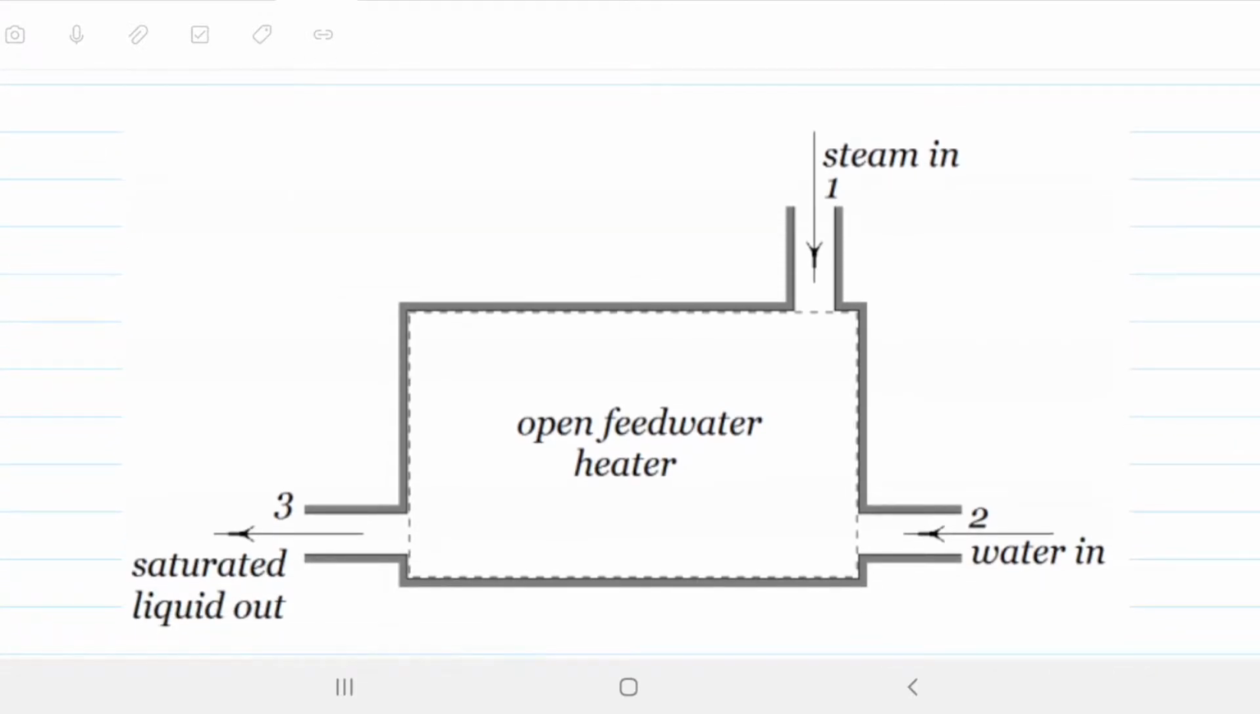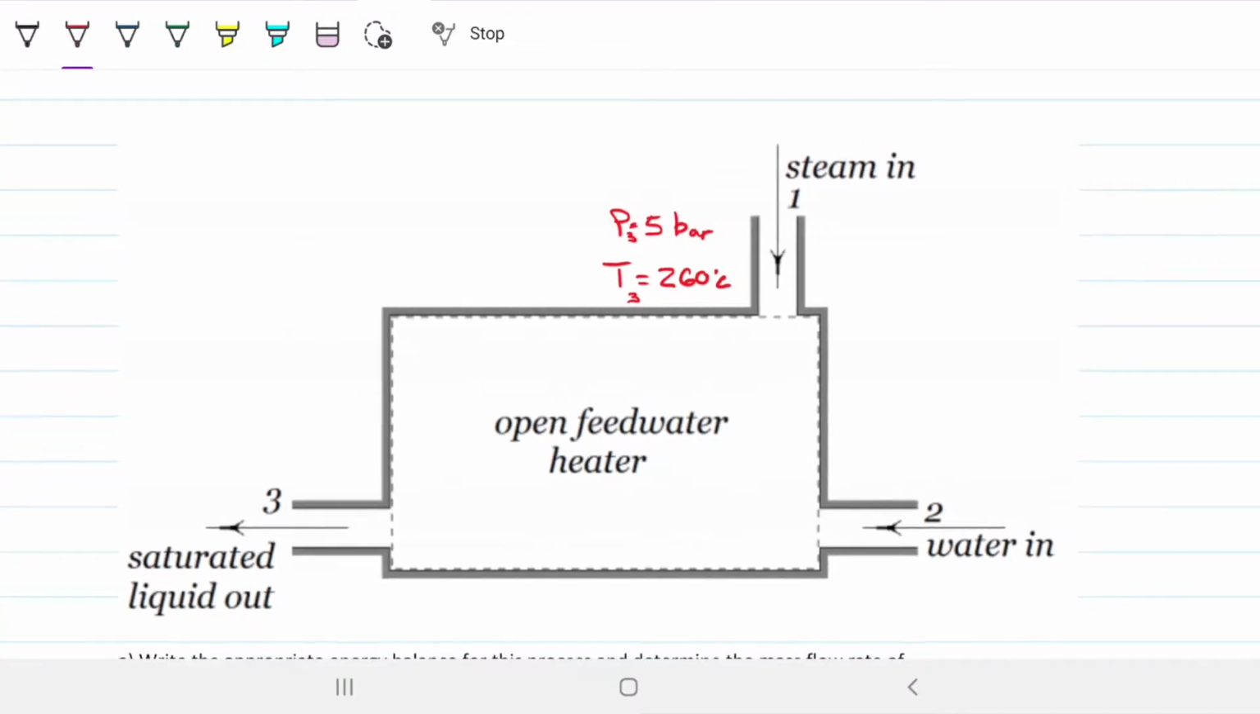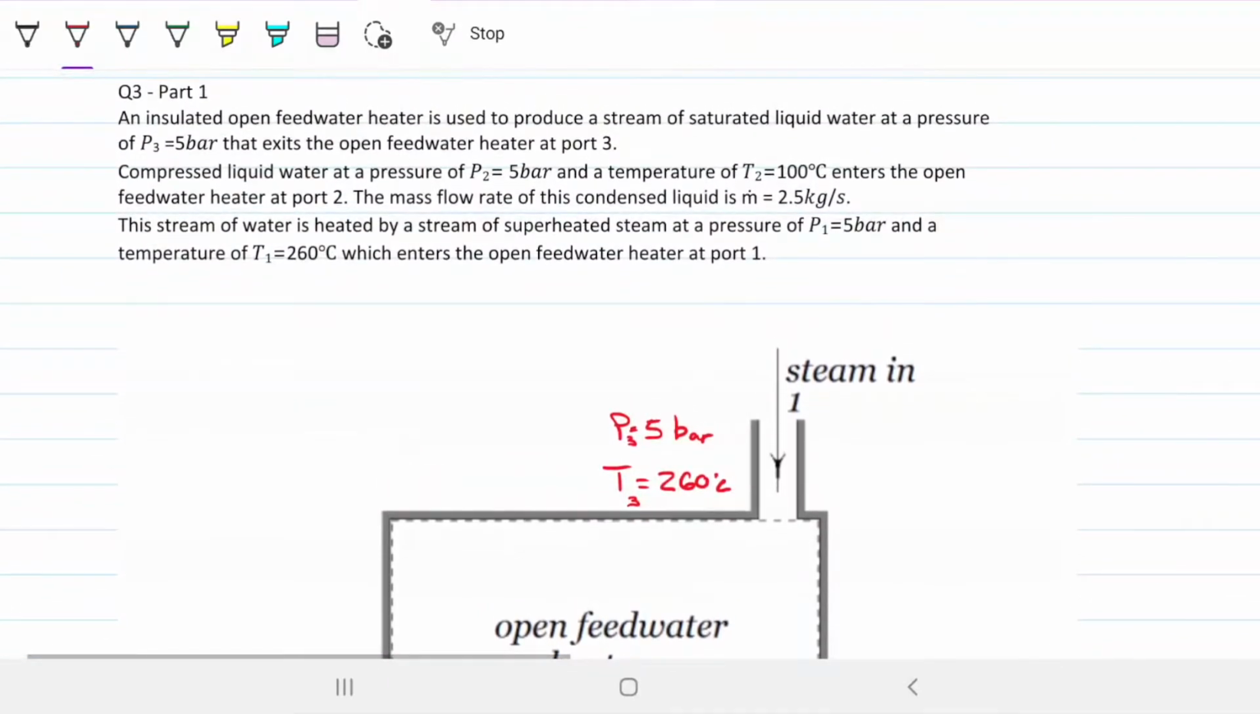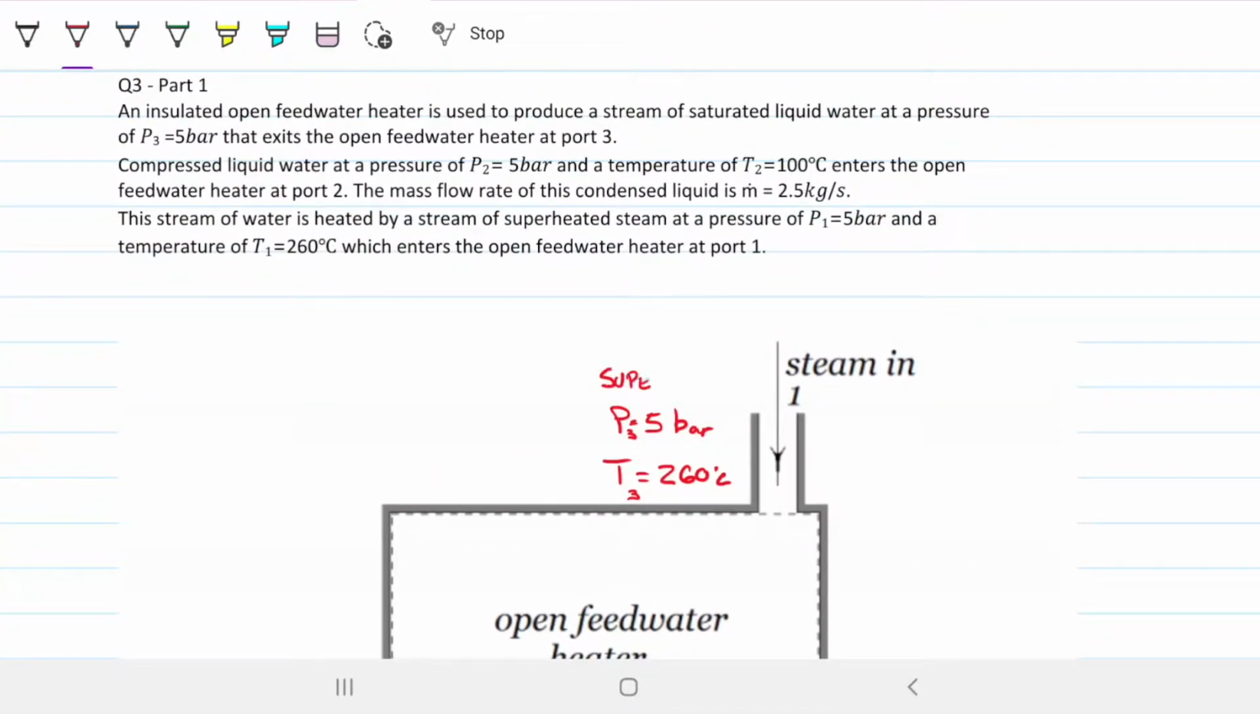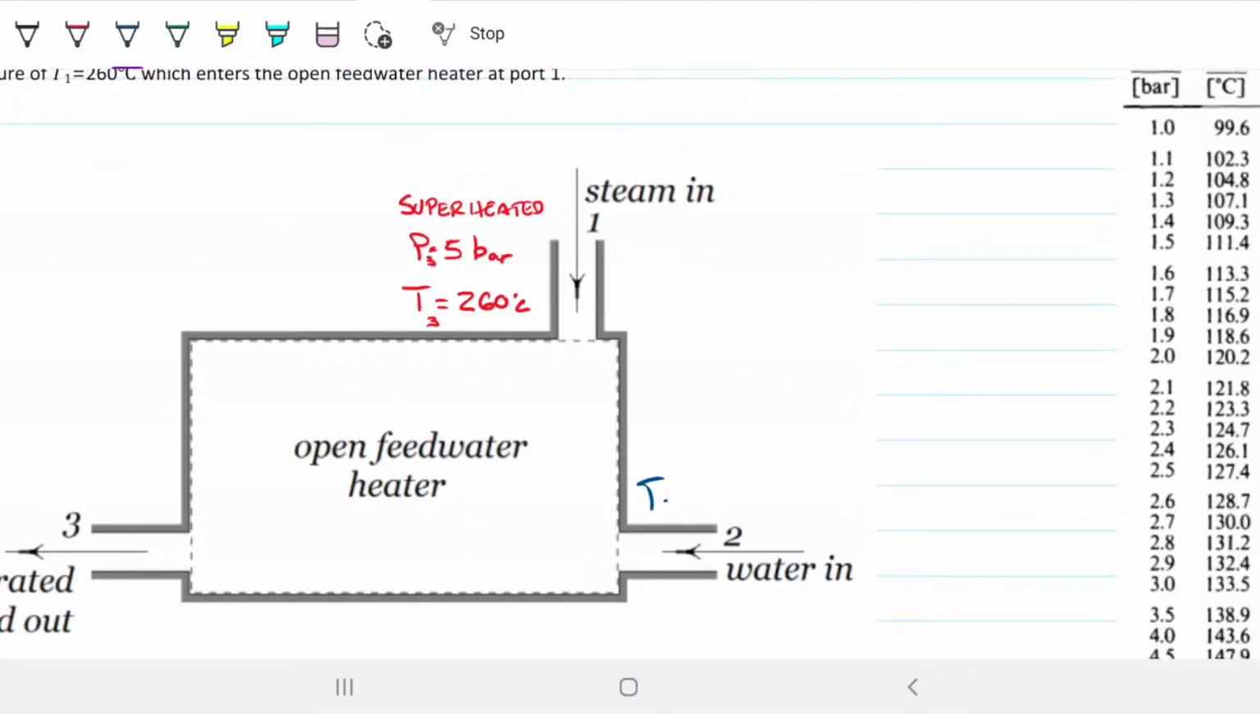So we have a lovely drawing of this here. We know that this port 1 has the 260 Celsius and pressure of 5 bar. Let's call that pressure 3 and temperature 3. We also know that we have water. This is superheated. We also have water, compressed liquid water, coming in at 5 bar and 100 Celsius on port 2. So this is T2, 100 Celsius, and P2 is also 5 bar. And this is compressed.